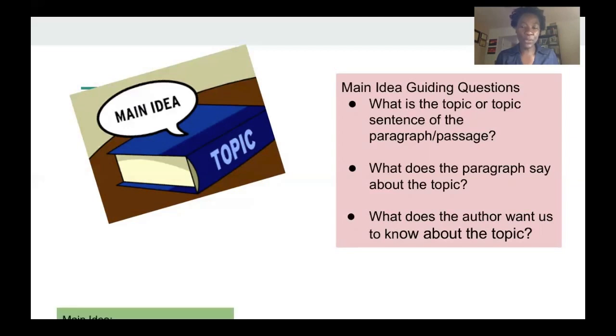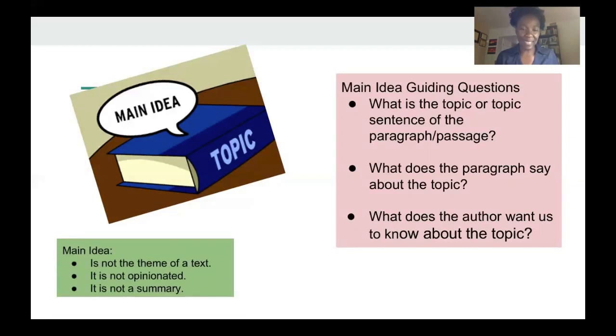We also looked at what the main idea is not. We said that the main idea is not the theme of a text. Remember, boys and girls, the theme of a text tells us the moral, lesson, or message the author wants us to learn from the story, while the main idea tells us what the story is mostly about.